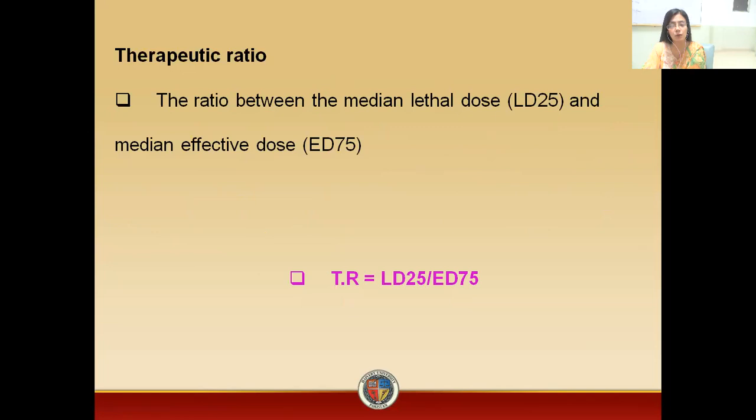Now, what is the therapeutic ratio? Therapeutic ratio is the ratio between the LD25 to the ED75. That is, it is the ratio between the median lethal dose that is producing a lethal effect in 25% of the population to the median effective dose that is producing an effective response in 75% of the population. So this was all about the therapeutic index, therapeutic ratio, and the standard safety margin.